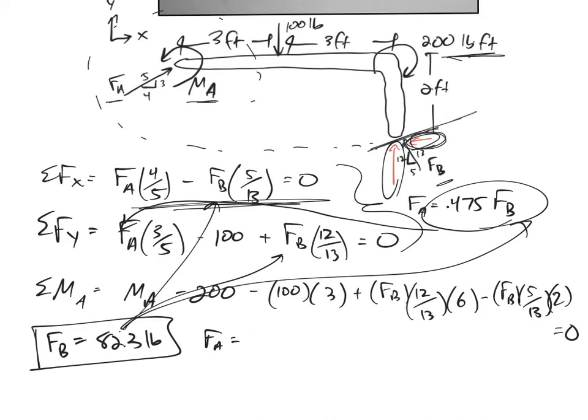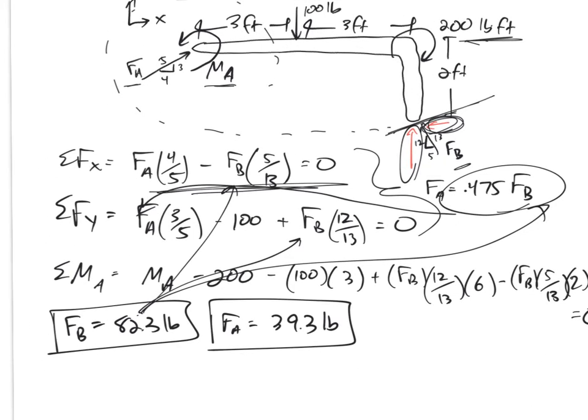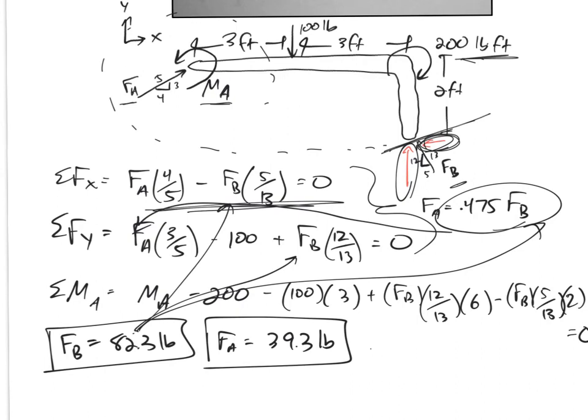I would get FA is 39.3 pounds, and then plugging both of those. Sorry, where did I mess up? Right here. All right, and then I can plug FB in down here to get MA, and so I would get MA is equal to 105 pound-feet.